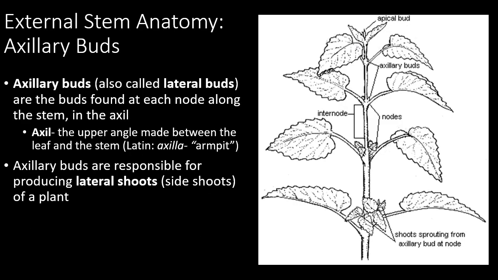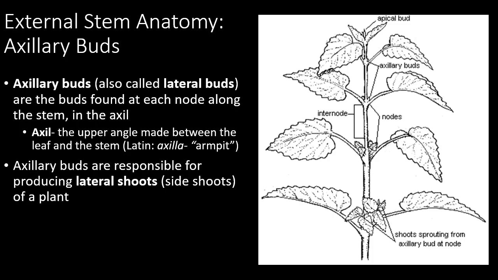Moving on, axillary buds. These are also called lateral buds. These are buds found at each node along the stem in the axil. And the axil isn't so much a part of a plant as it is a region. It's that upper angle made between the leaf and the stem.